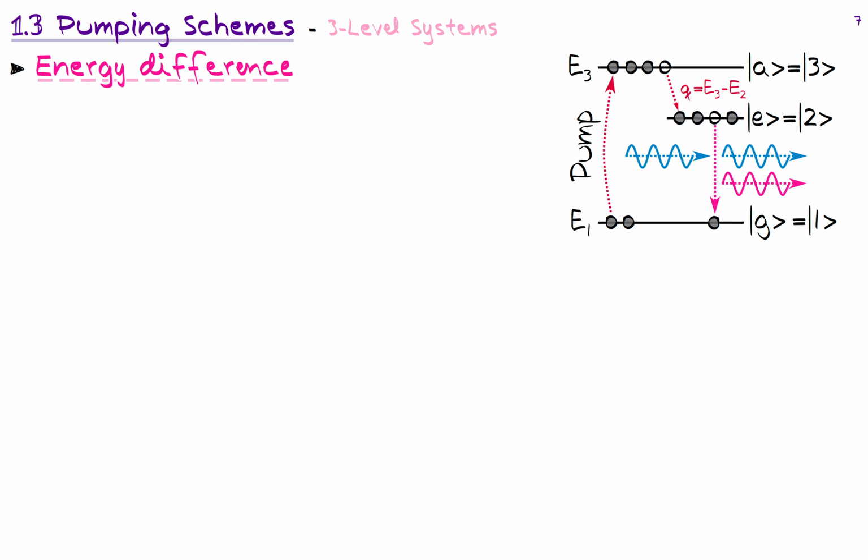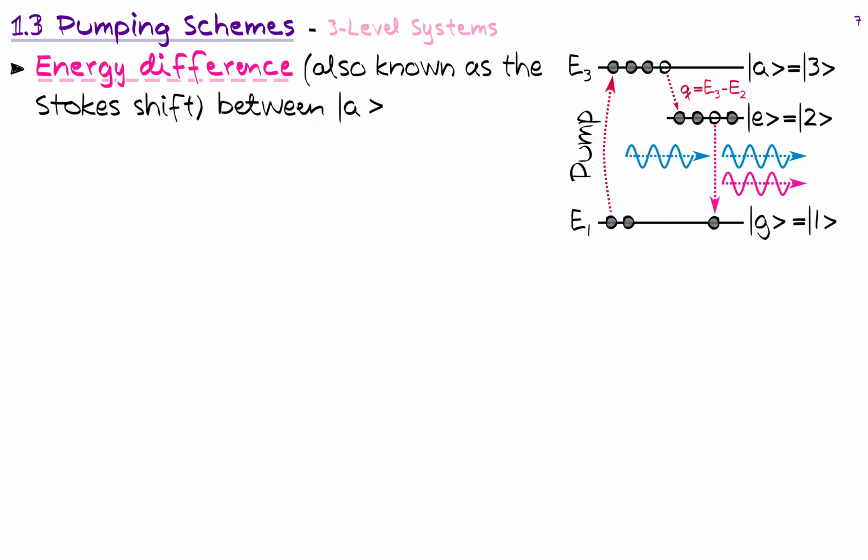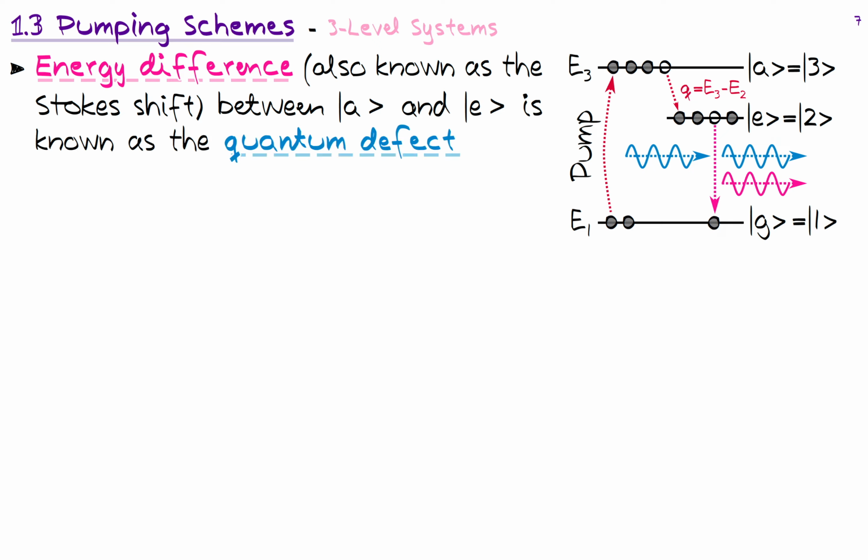And now a crucial ingredient that we should also take into account. Let's look at the energy difference, also known as the Stokes shift, between the pump state A and the excited state E, the laser state. This is known as the quantum defect, and already in the figure we were labeling that with a red Q parameter.